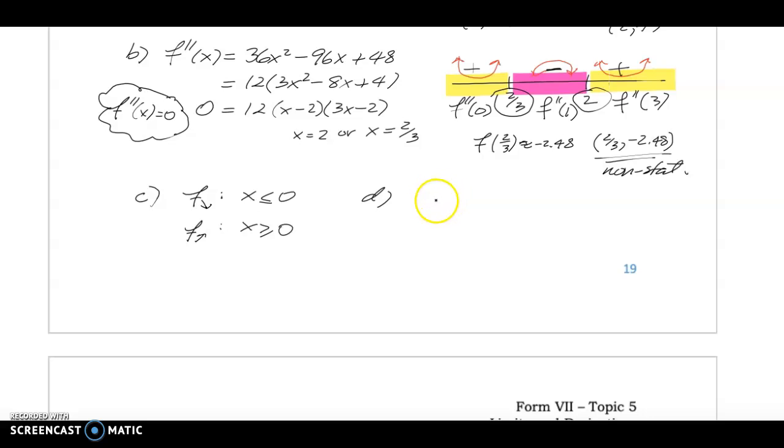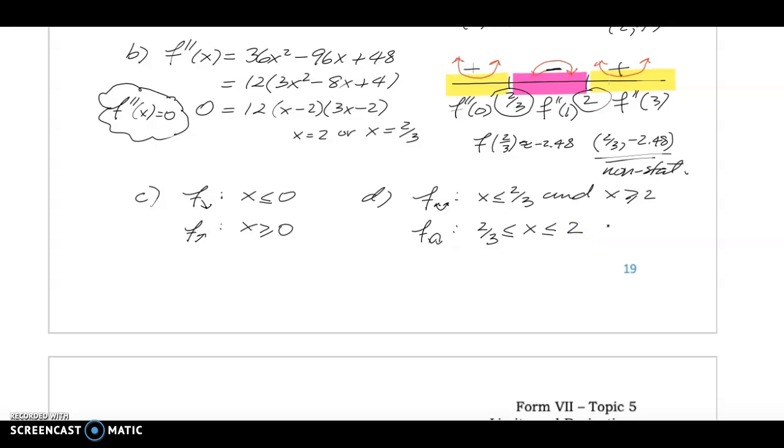So you could even do a little concave up smile. F concave up is x less than or equal to 2/3, and x greater than or equal to 2. F concave down is going to be somewhere between, so 2/3 less than or equal to x less than or equal to 2. Okay, so there's that part.